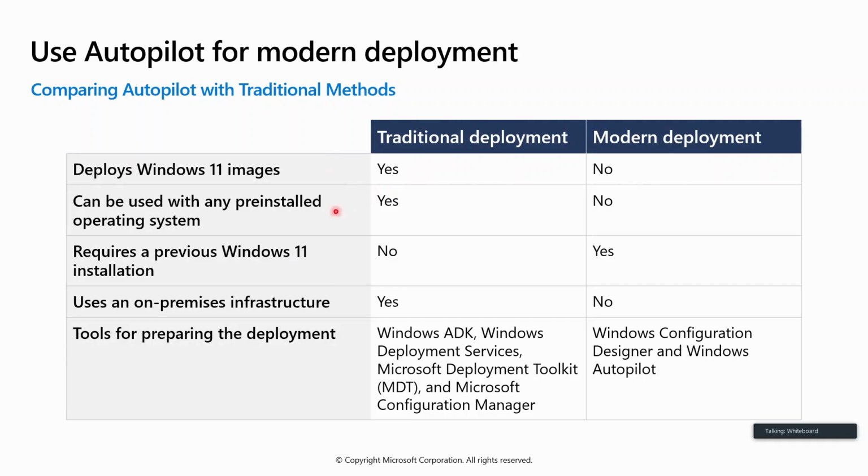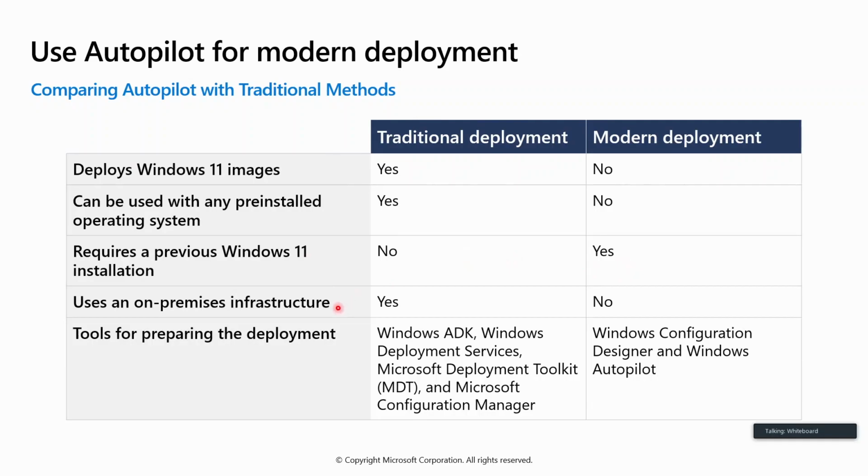Can it be used with any pre-installed operating system? No. If I've got Windows 8 or Windows 7 on it, I can't use Autopilot. It requires a previous Windows 11 installation or Windows 10 installation. Notice how they've dropped Windows 10 from the course now, so Microsoft's looking at retiring it. So yep, we need a previous Windows 10 or Windows 11 to use Autopilot.